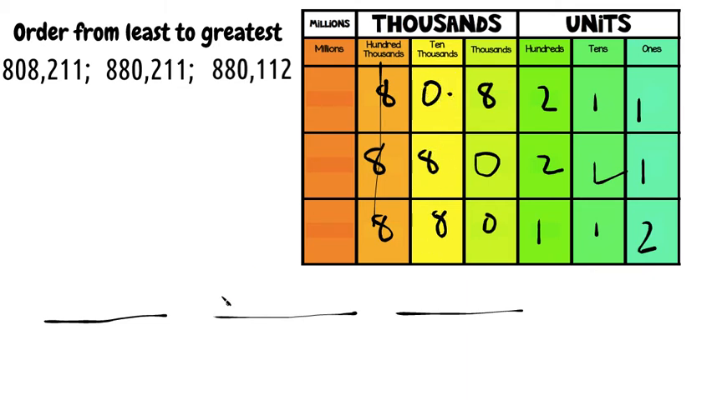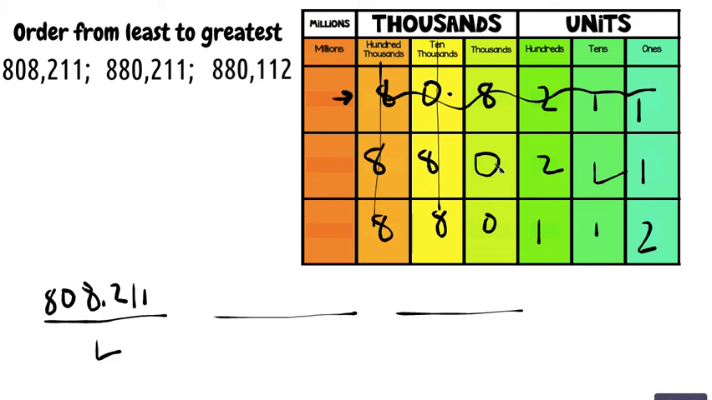This one is smaller, so this number right here should be our least. So I can go ahead and write that down, because I know that 808,211 is our least, or our smallest. Moving on to the thousands place, we don't even need to pay attention to this one because we've already done it, haven't we? All right, we have a 0 and a 0. Nothing. I have a 2 and I have a 1.